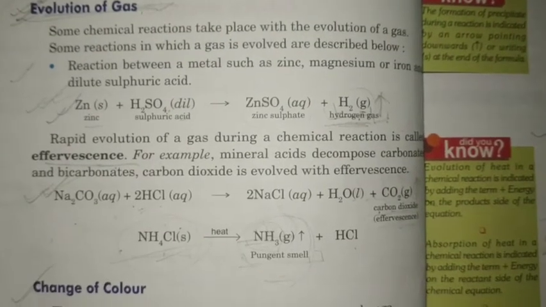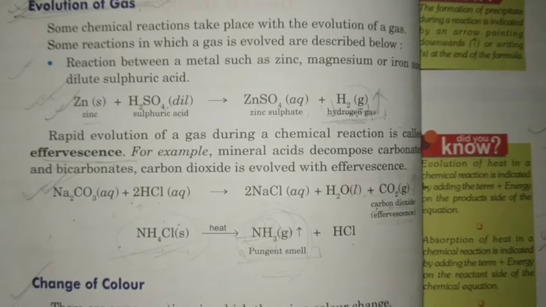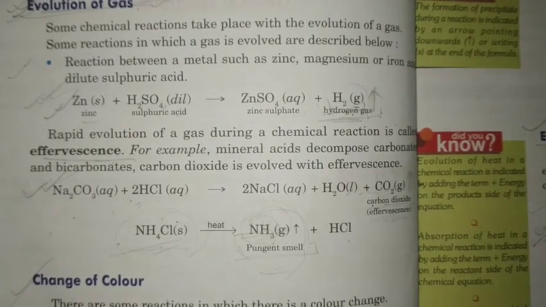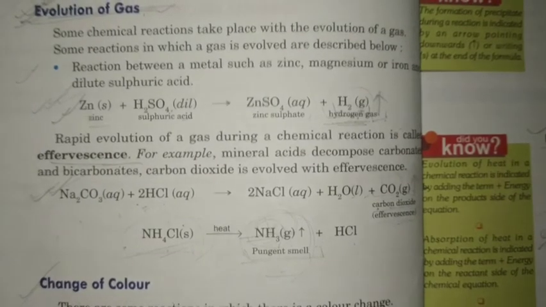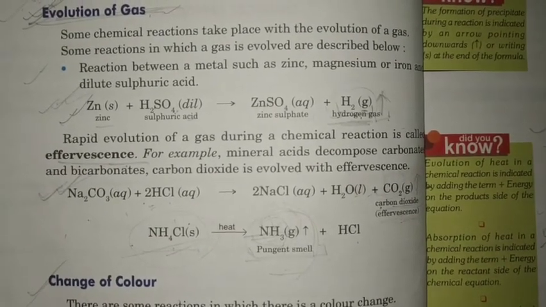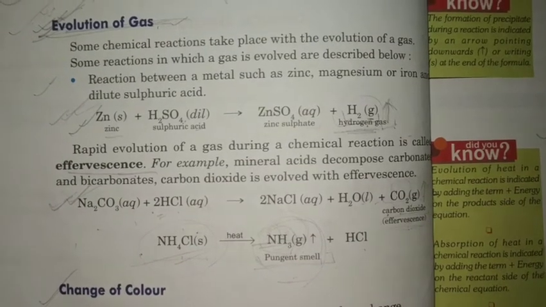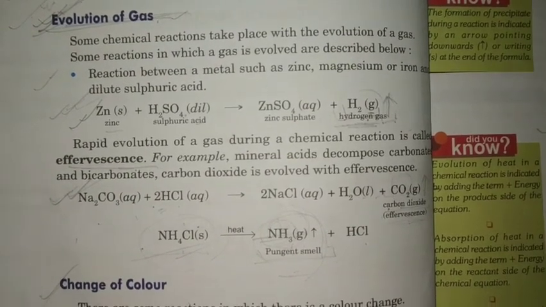In the second reaction, sodium carbonate plus hydrochloric acid forms sodium chloride plus water plus carbon dioxide gas. Here also effervescence of carbon dioxide occurs. So this is also an example of evolution of gas.